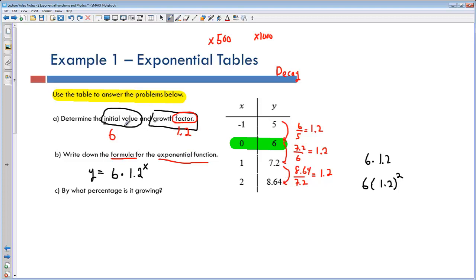All right, hopefully we now understand what the initial value is. That's where it starts. What a growth factor is. That's the number you're multiplying by each time. How you can put that information together to write down the formula, and we'll talk about more of this in a minute. But this one's always an important question. By what percentage is it actually growing? So you're going from 5 to 6, 6 to 7.2, and 7.2 to 8.64. What is that percent rate of change in a way? What's the percentage it's growing by?